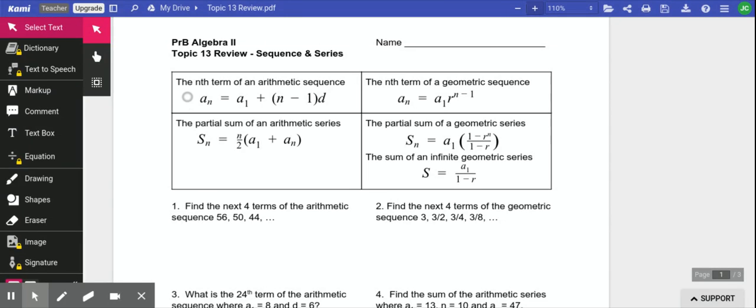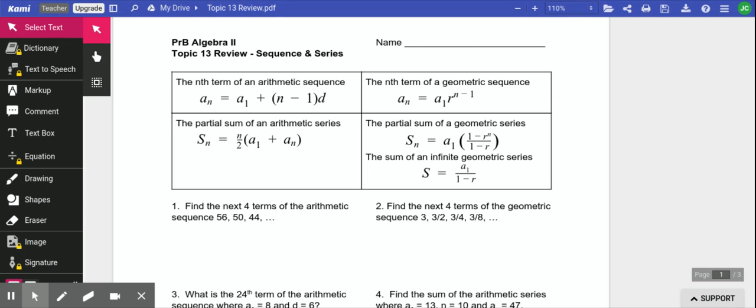This first one is how to find the nth term of an arithmetic sequence. Remember, an arithmetic sequence is one where you're adding or subtracting a number over and over again. So if you want to find the 100th term or whatever, A1 is your first term, N is whatever you're trying to find, the 100th term, and then D is the common difference. That's what you're adding or subtracting over and over. If you want to find the sum of an arithmetic sequence, that's what the S is. We take the number of terms divided by 2, and then A1 is your first term and AN is your last term.